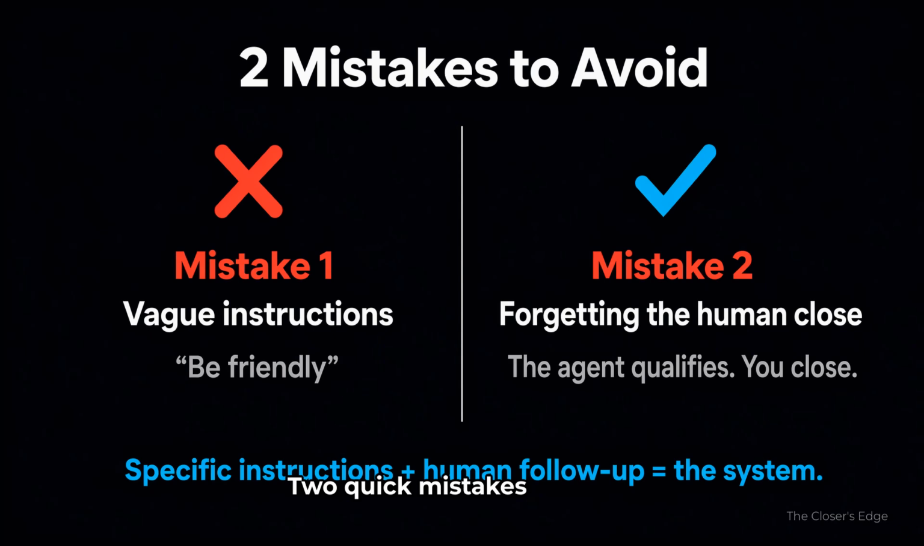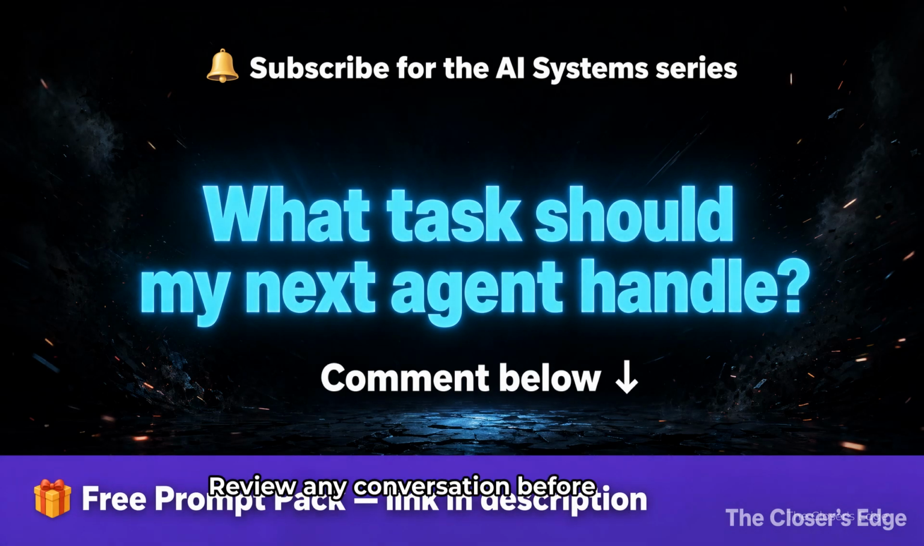2 quick mistakes to avoid. Mistake 1, vague instructions. Don't just say, be friendly. Tell the agent exactly how to open, exactly what to ask, and in what order. The more specific, the better the agent. Mistake 2, forgetting the human close. This agent handles first contact, you close. Review any conversation before following up on a hot lead. That's the system. Built in minutes, working 24/7.